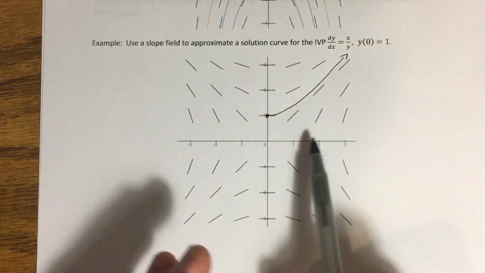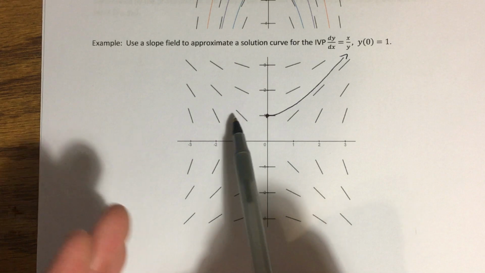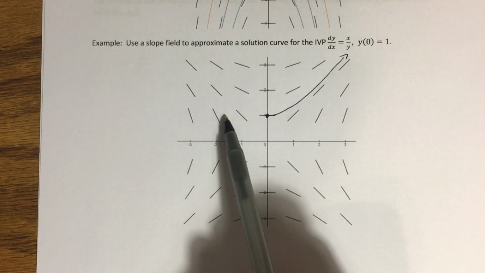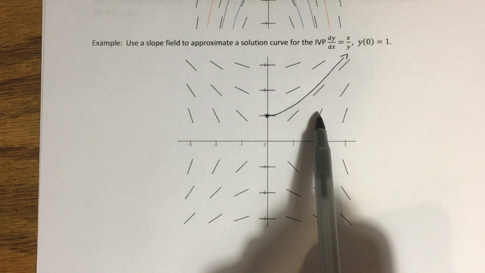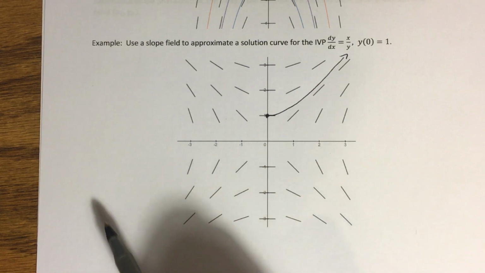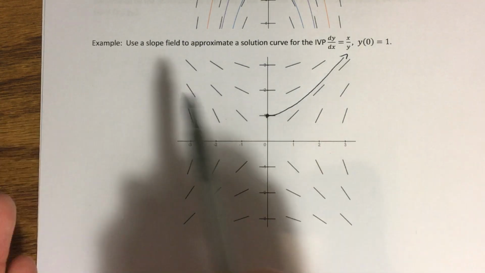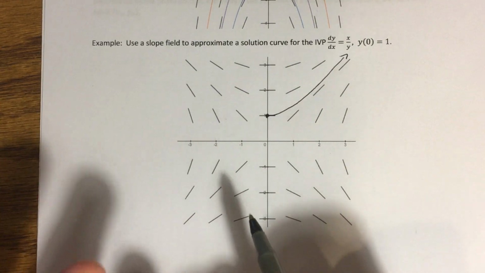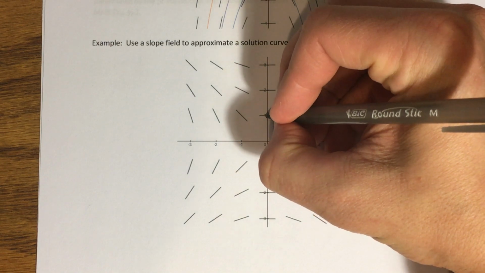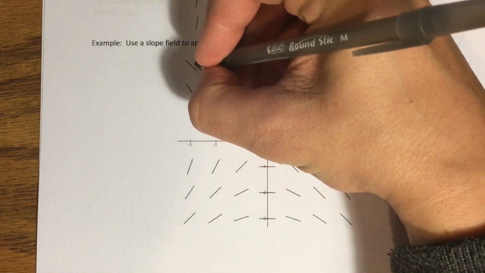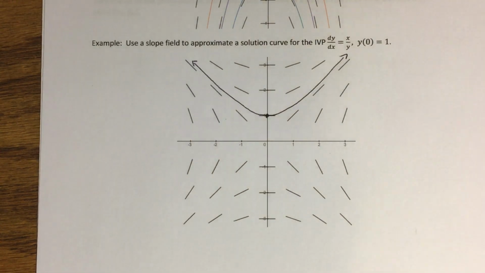Now looking at the slopes of the lineal elements to the left of my y-axis, they appear to have some symmetry with the ones on the right. They look like a mirror image of these guys. They all have negative slope, but they look like a mirror image. So I'm expecting my graph to have that same kind of symmetry. It would make sense for it to approach this other asymptote going that direction.